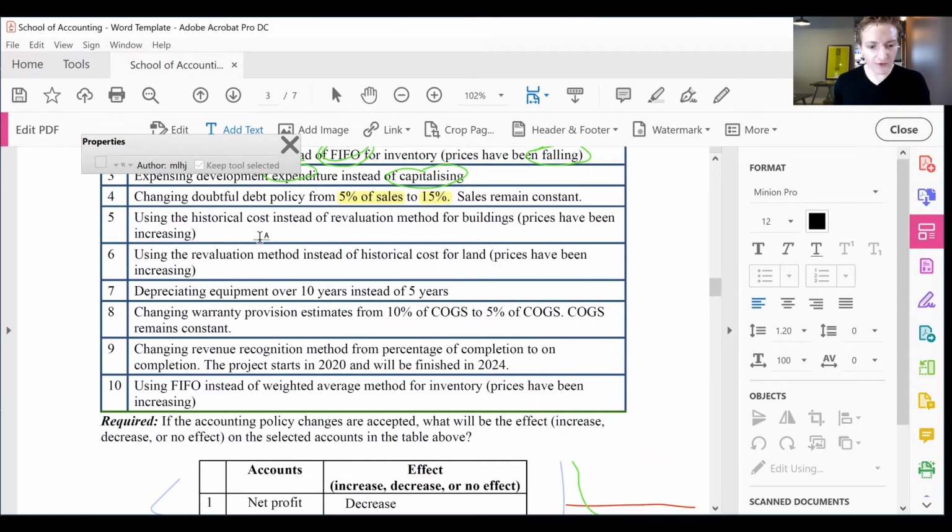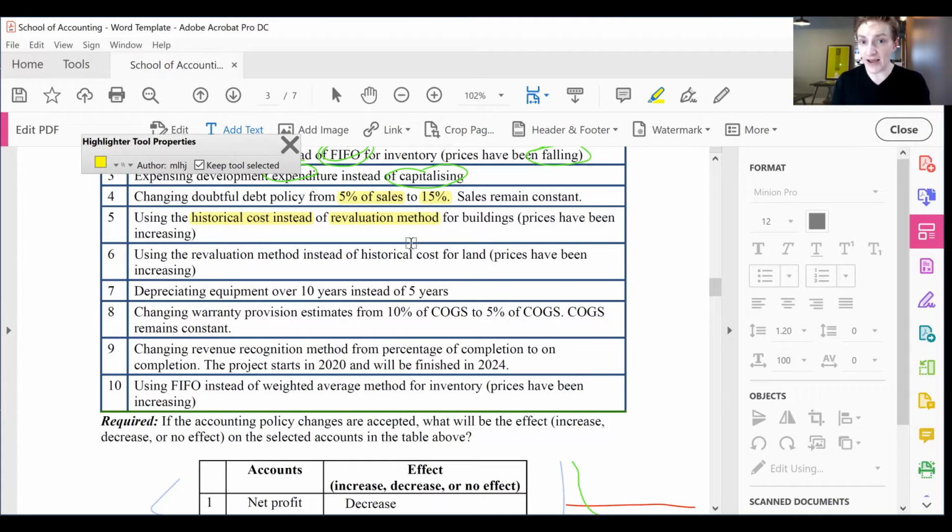The next one, we're looking at total assets. And here what you have to do is look at using the historical cost method instead of the revaluation method for buildings when prices have been increasing. So let's have a think about how this might work. When prices are increasing, that means obviously the market value of these things is going up. Now, under the historical cost method, you would not reflect this.